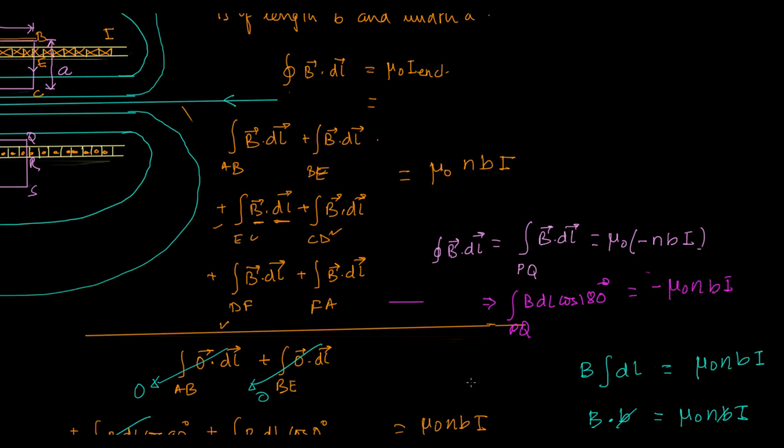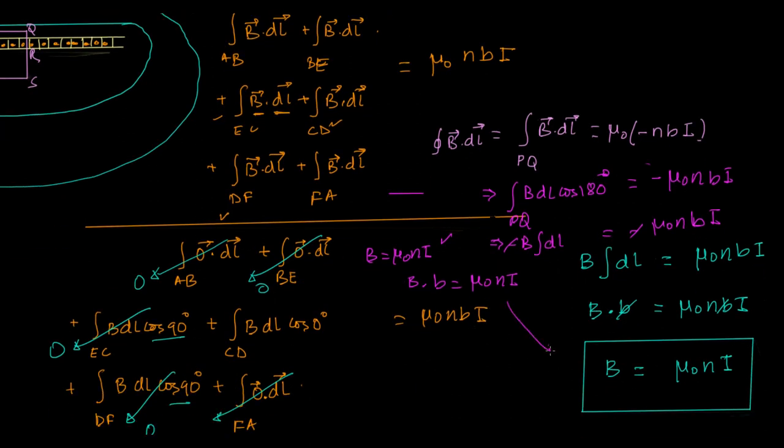Cos 180 is minus 1, B is a constant, so it comes out of the bracket. So it says minus B integral DL is equal to minus mu naught NBI. And the negatives cancel and DL becomes B. So B into B is equal to mu naught NBI. So that B is equal to mu naught NI. Do we see that? And that is identical to what you obtained here, right? This correct?